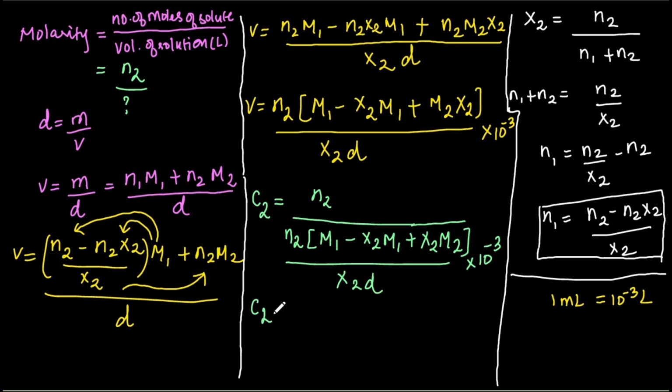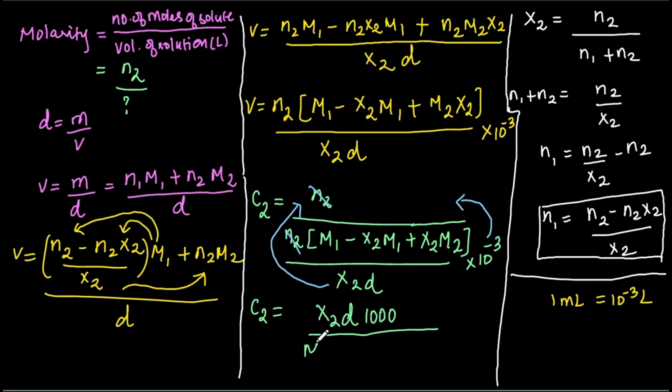So if we solve this calculation, clearly we can see that we can cancel out N2 in numerator and denominator, and this X2D is denominator of denominator, so it will become the numerator. So this X2D will go to the numerator, and then we are also having this 10 power minus 3 in denominator, which will become 10 power 3 when it goes to the numerator. So now the final answer is X2D, and then this 10 power minus 3 when it goes to the numerator, it will become 10 power 3, which we can write as 1000. Then everything divided by, you are having M1.